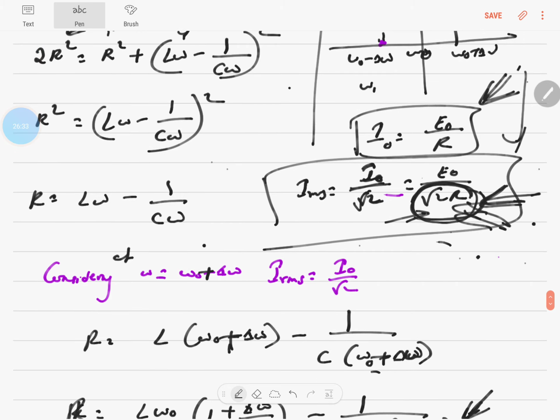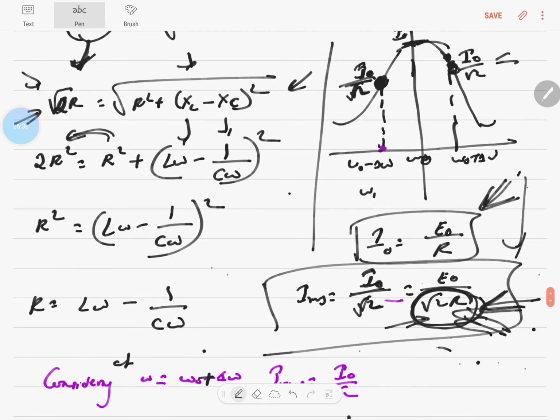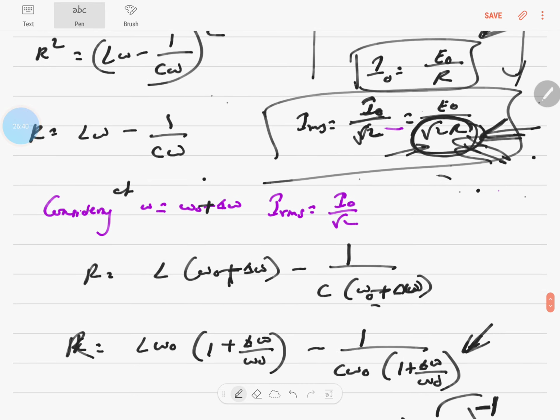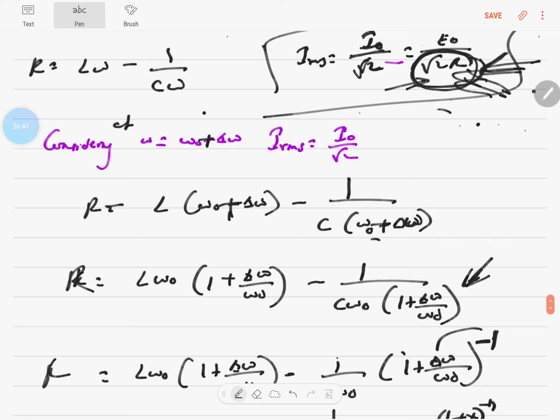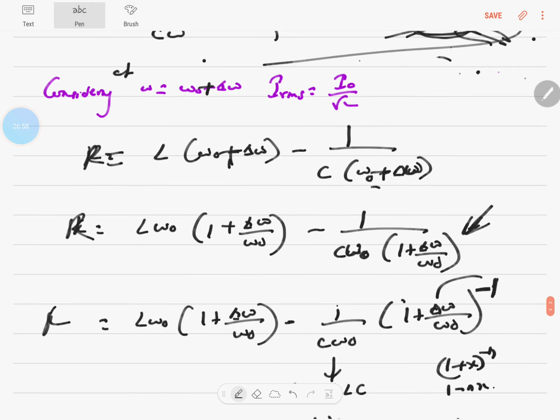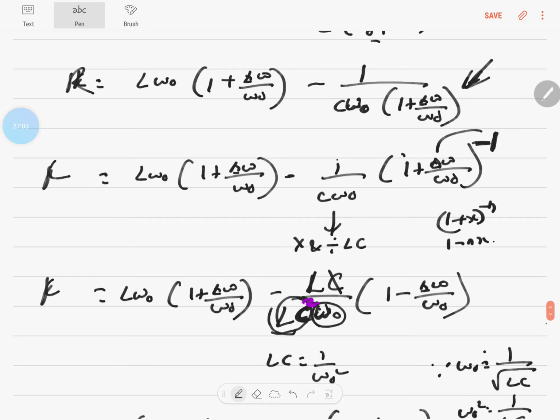And for this point where omega becomes omega naught plus delta omega, for this I naught by root 2 point, I'm going to do a case study. R equals L into (omega naught plus delta omega) minus 1 by C into (omega naught plus delta omega), where omega naught can be taken out common. This is my effective resistance R now. Omega naught taken out, I'll get 1 plus delta omega by omega naught, minus 1 by omega naught times 1 plus delta omega by omega naught in the denominator too. You can take this up as power minus 1 using exponents and apply the binomial theorem. It will become 1 minus delta omega by omega naught.